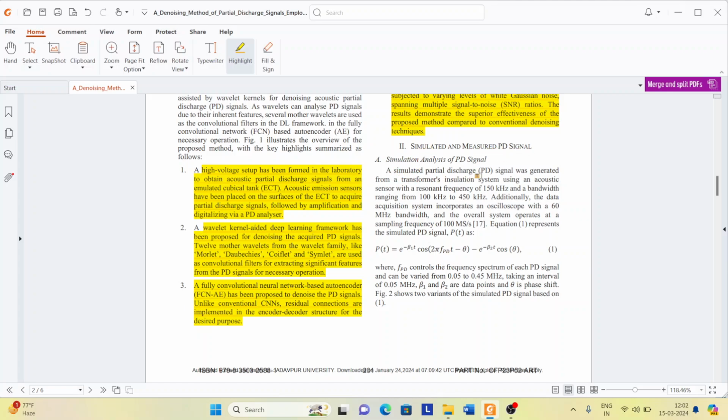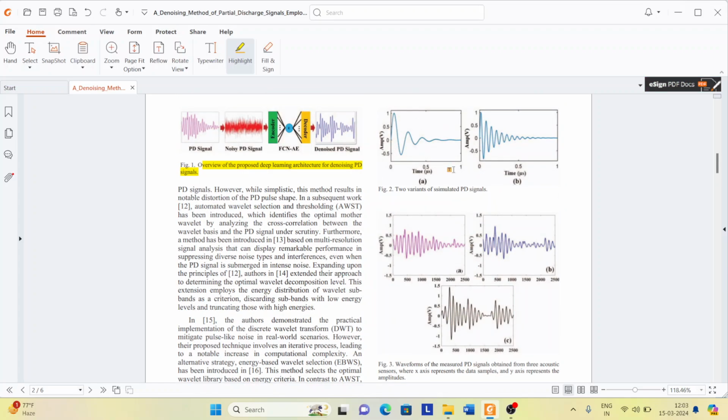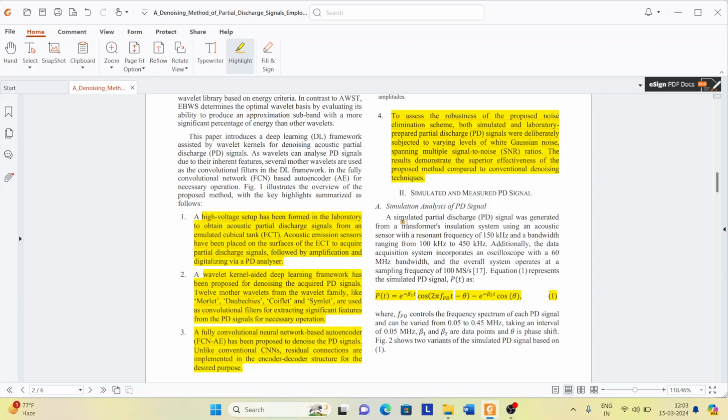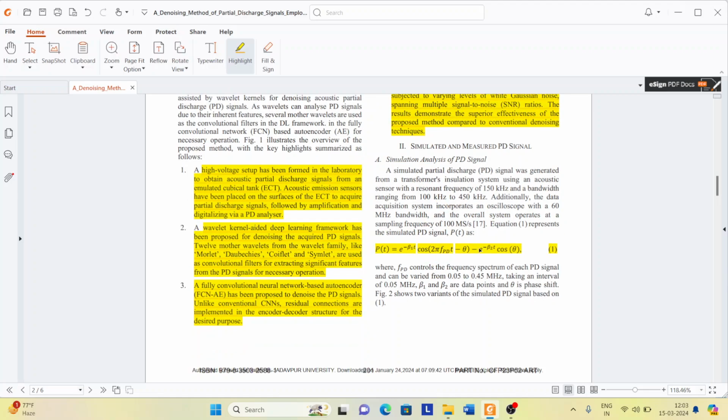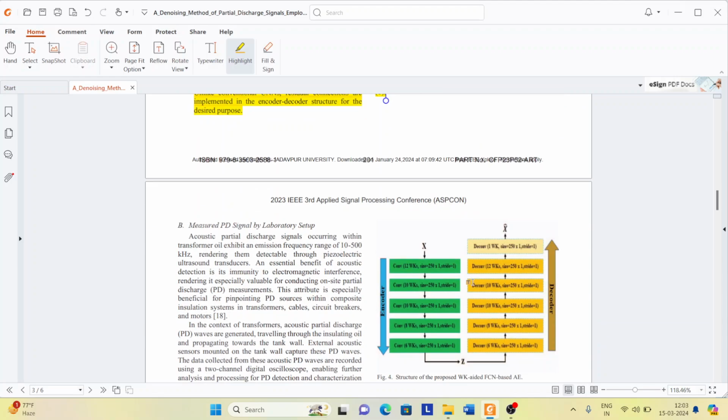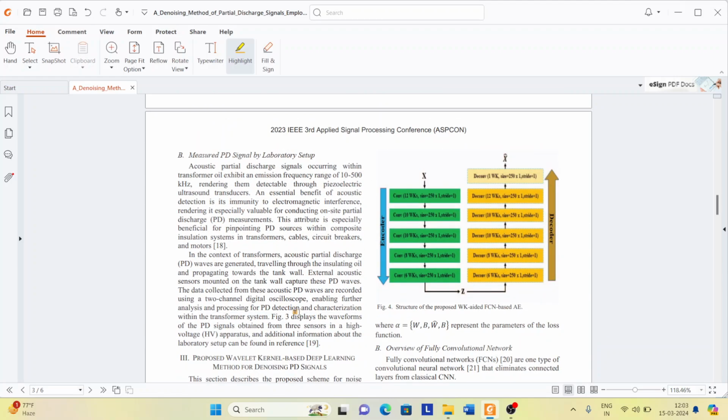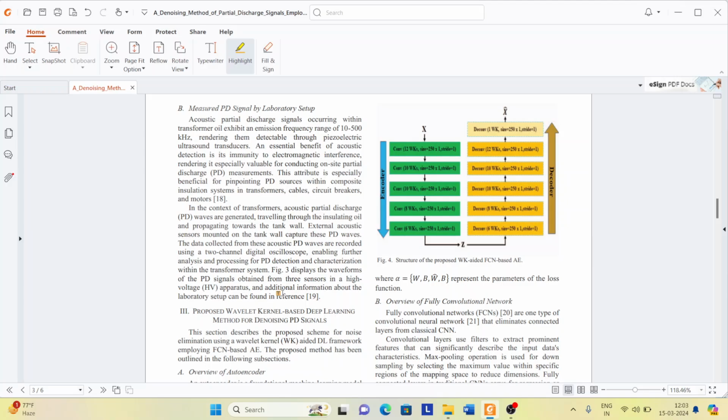First one, the simulated analysis of the partial discharge signals. These equations have been taken to generate this waveform, where the estimated partial discharge signals were generated from the transformer. So this is the equation taken, and all this data has been taken to generate the partial discharge waveforms. And to that waveform we have added some white Gaussian noise, and then we have tried to attenuate the signals.